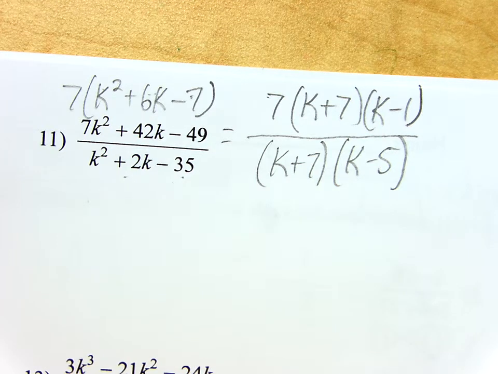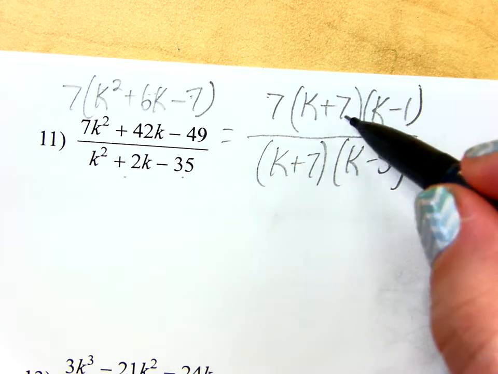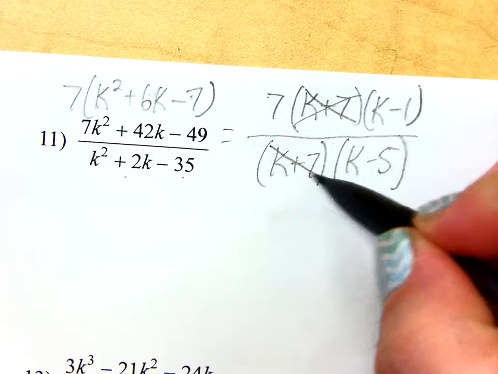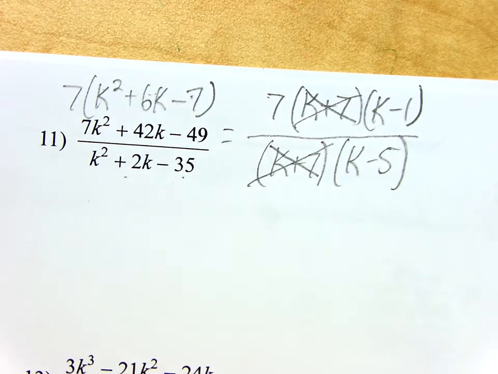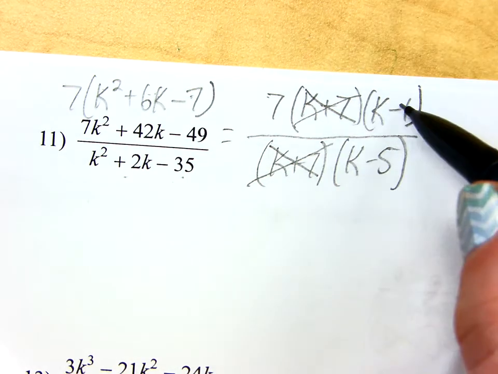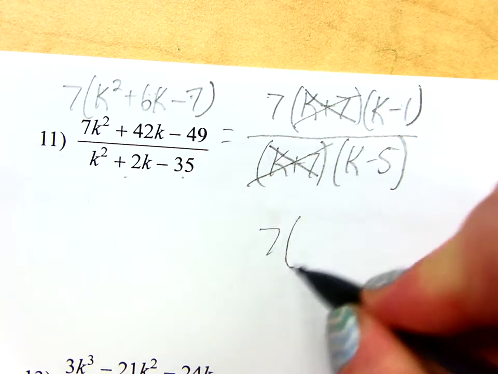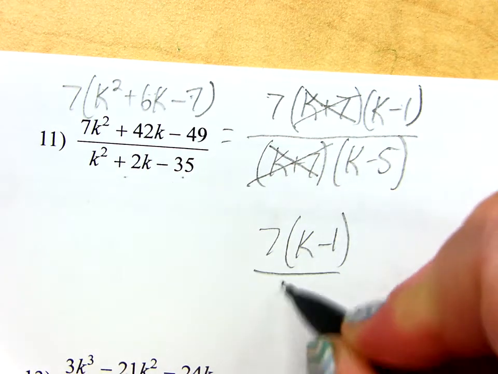It is only after I've done that, after I did everything as far as I could, that I'm going to cancel things out. K plus 7. Yes, I have a k plus 7 and the exact same thing on the bottom, k plus 7. Is there anything else I can do? No. So what's left is my answer. You don't have to multiply this through again. You can just leave it as 7 times k minus 1 over k minus 5.